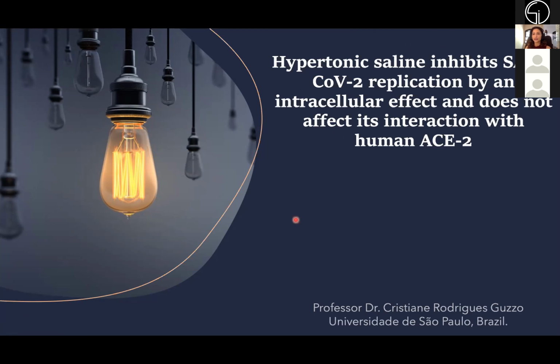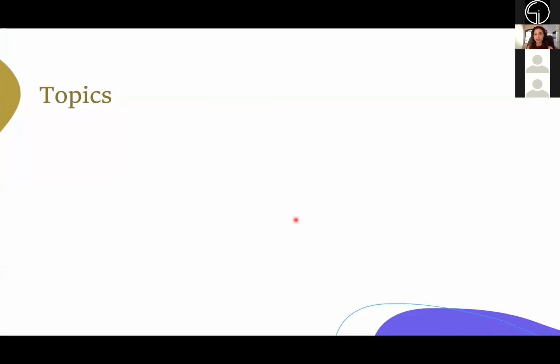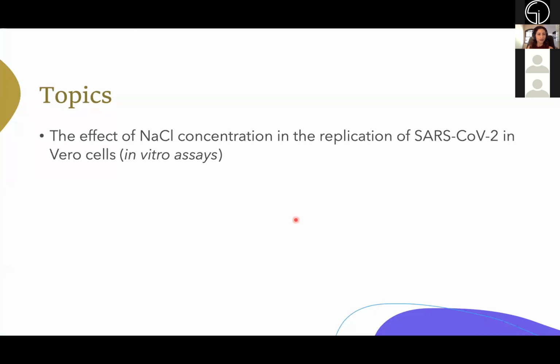Hypertonic saline inhibits SARS-CoV-2 replication by an intracellular effect and does not affect its interaction with human ACE2. So what I'm going to talk about today is the effect of the NaCl concentration on the replication of SARS-CoV-2 using various cells. It's an in vitro assay. Unfortunately, we don't have an in vivo assay.